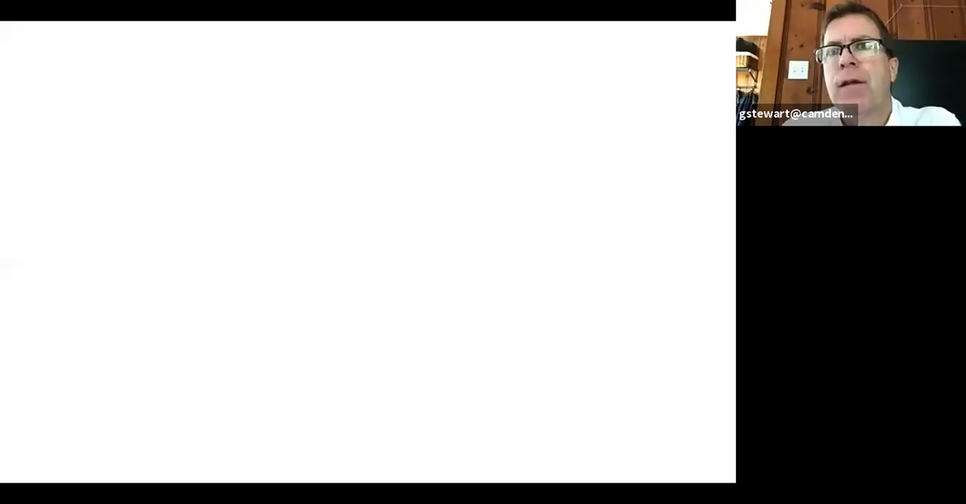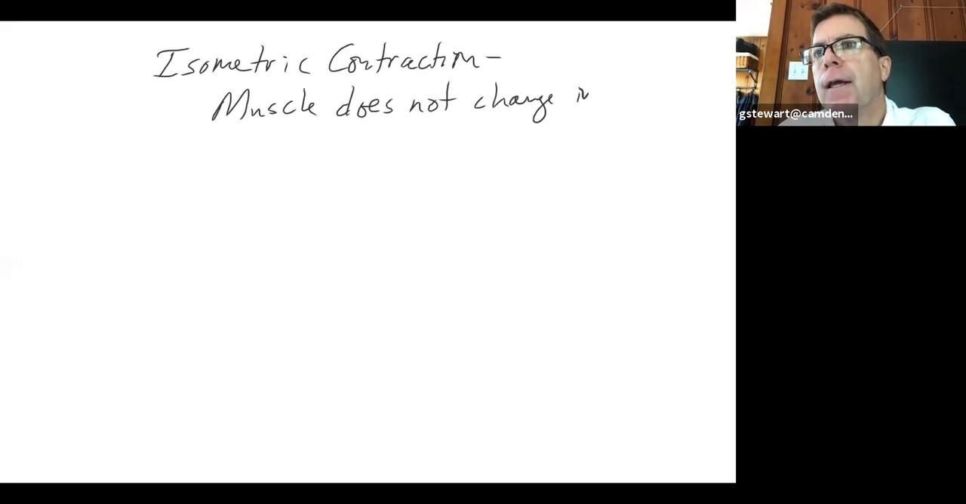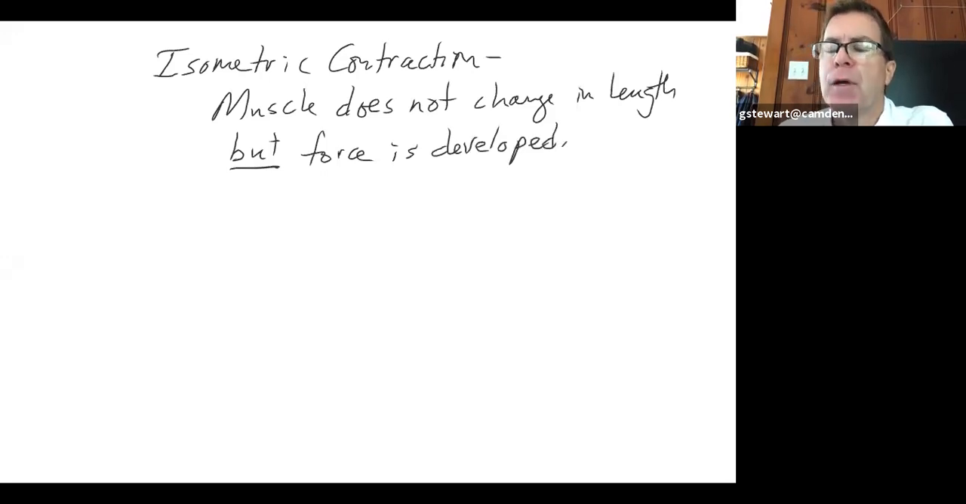All right. So now we were doing isotonic versus isometric. An isometric contraction is when the muscle does not change in length, but force is developed. Both force and tension are developed in the muscle anyway.